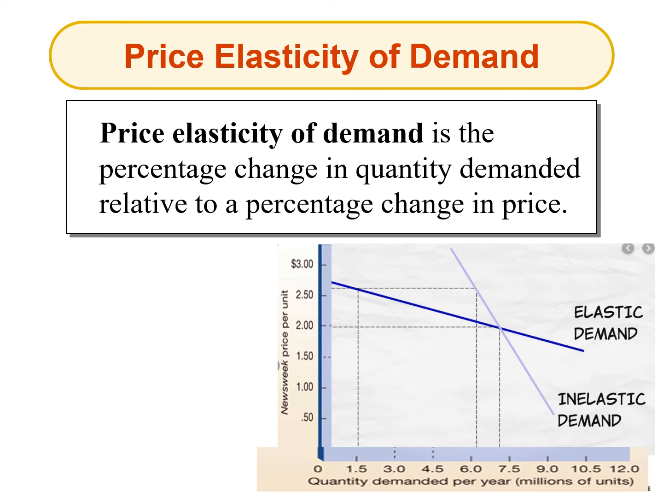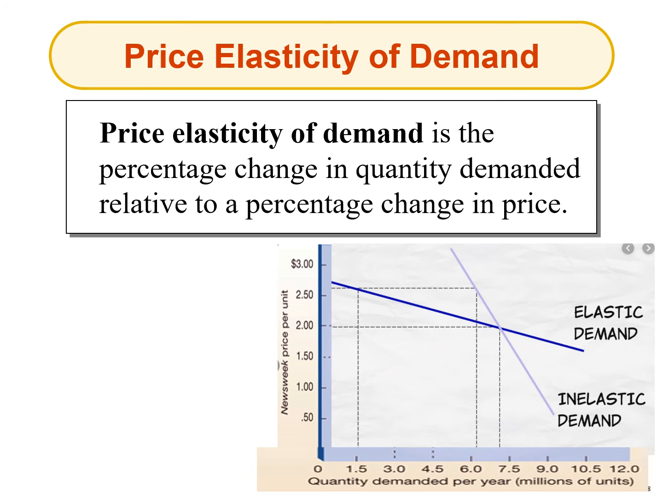So the demand is very elastic, which means that by just reducing the price by 50 cents, from 2.5 to $2, you were able to increase the demand by 6 million units, that is 7.5 minus 1.5. So you were able to increase the quantity sold by just reducing the price by 50 cents. And this is elastic demand.